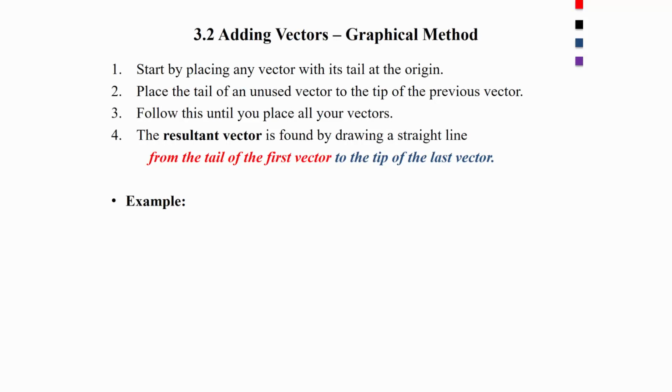Now I would like to talk about adding vectors. There are two main methods of adding vectors. One is called the graphical method, the other is called the component method. Right now we are going to talk about the graphical method. This is a very easy method. You can obtain the answer graphically so that you can visualize the resultant vector, the total vector.